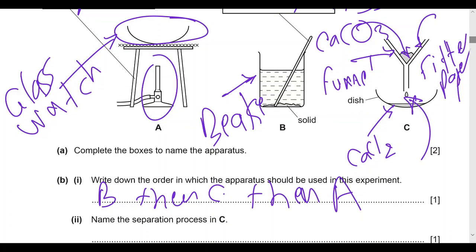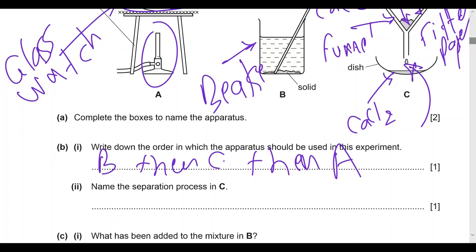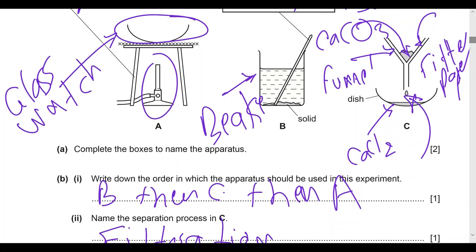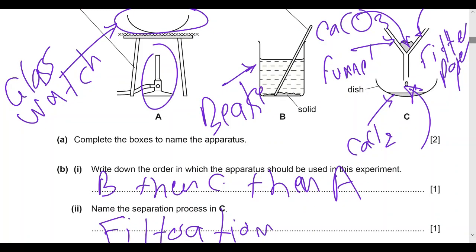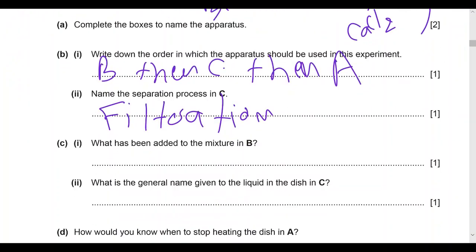Name the separation process in C. What's the name of the separation? It's filtration. Filtration by using a funnel, and in the funnel there is a filter paper which traps the insoluble things, which are calcium carbonate, and the solution which passes through the filter paper is the solution of calcium chloride.